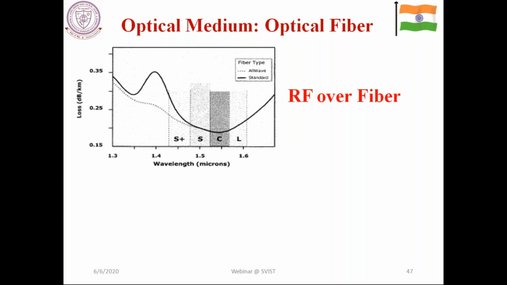The radio frequency propagates either through a waveguide, which you have studied already in your second or third year, and you have also seen that radio waves propagate over free space, right? But here, through the optical fiber, you can send the radio frequency. So you can modulate the signal properly, and you can send it through an optical fiber.